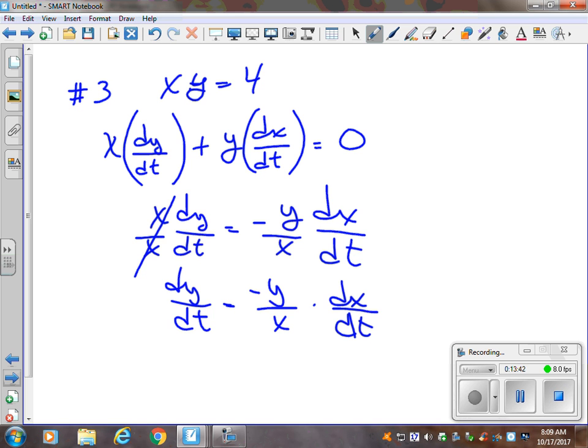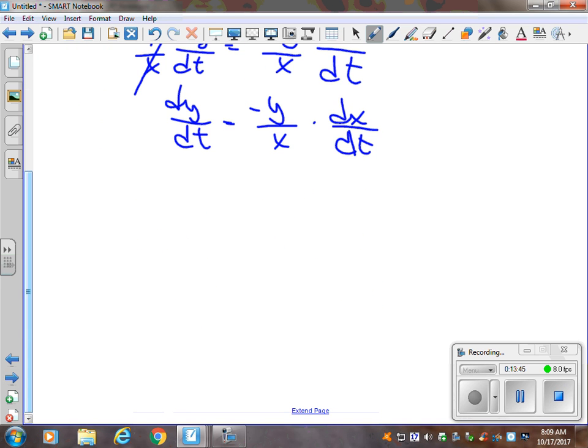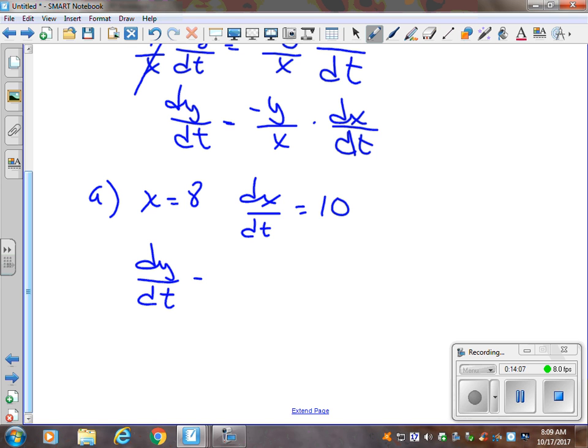Now, let's look at some numbers. So on part A, we have x equals 8 and dx over dt equals 10. So let's look at what I have to plug in. I don't know dy over dt because that's what I'm looking for. Everybody agree? I have an 8 to put down here for my x. Everybody agree with that? I have a 10 to put in over here for my dx over dt. What do I not have?